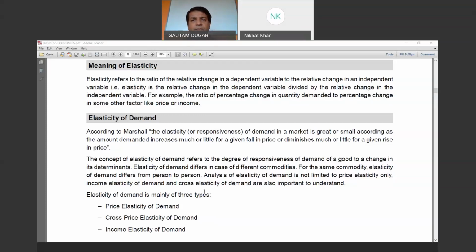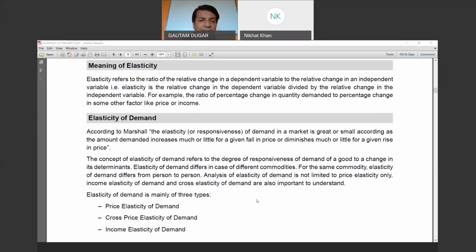Elasticity of demand measures the responsiveness which demand shows to the change in price. Now, this concept is very important in order to understand equilibrium in the different markets. To understand perfect competition and monopoly, we need to understand the concept of elasticity of demand.